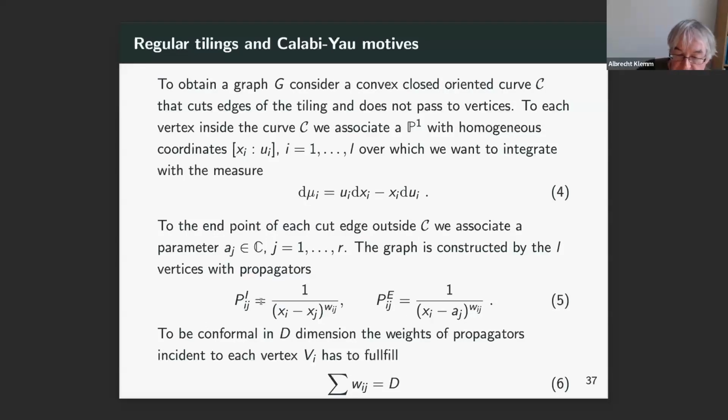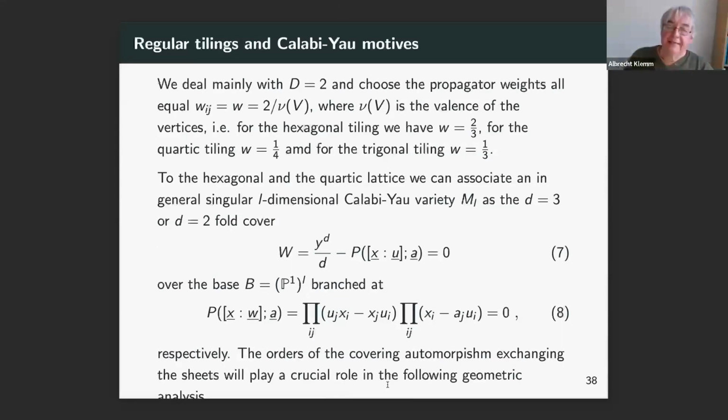Then we have propagators, and the propagators are given like this. They have some exponent which depends on the conformal weight, and in order to get the theory conformal, at each vertex the weights of the propagators have to add up to d, which in the case that I mostly consider is 2 dimensions. As I said, we mainly operate with d equals 2, and then you can take the propagator weights all equal so that this condition is fulfilled. For the hexagonal tiling the propagator weights will all be 2/3, for the quartic tiling it will be 1/4, and for the triagonal tiling 1/3.